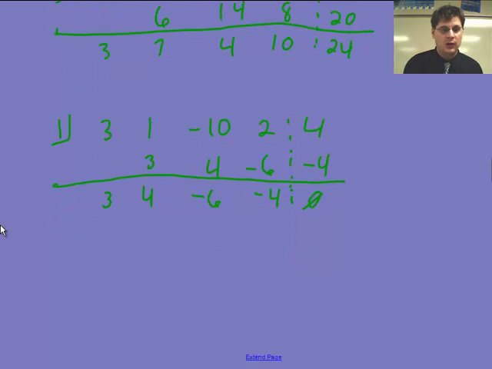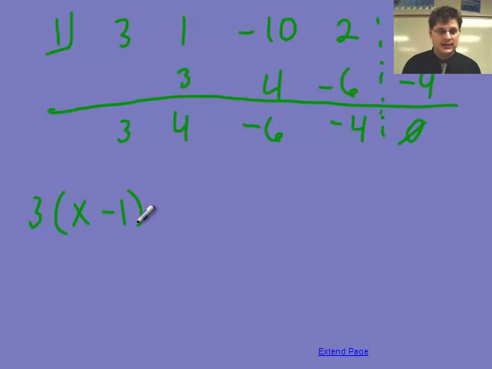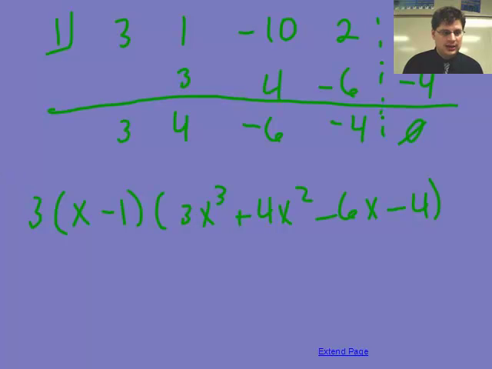So we can factor out an x minus 1. We'll rewrite this as 3 times, so we just found x minus 1 as a factor, leaving us with 3x cubed plus 4x squared minus 6x minus 4. Awesome. When I look at what we have left, we now have a cubic function.